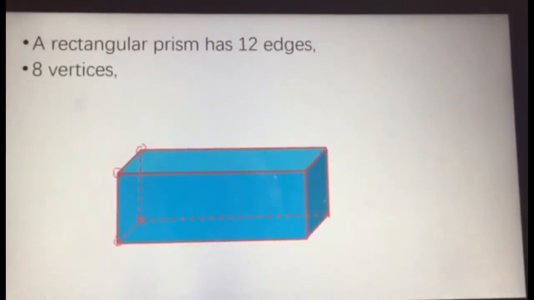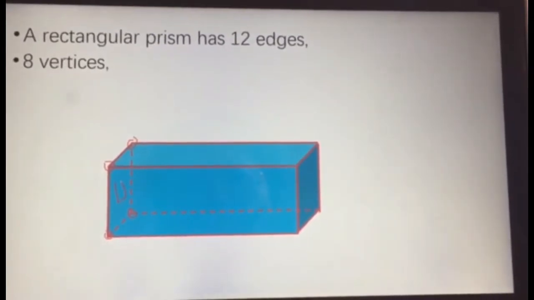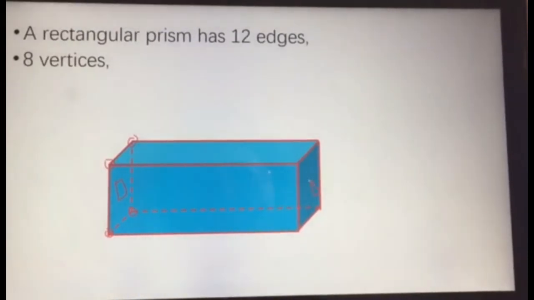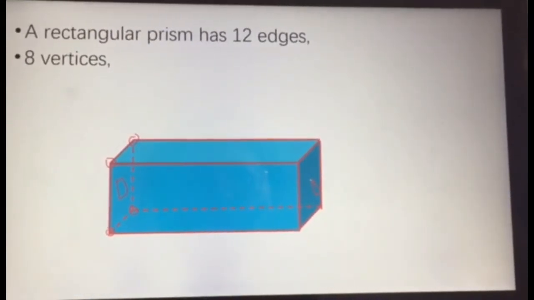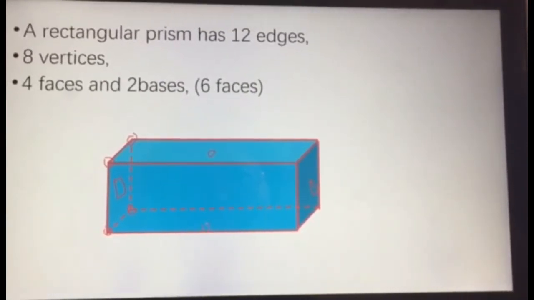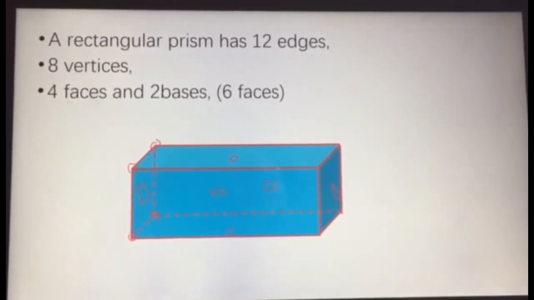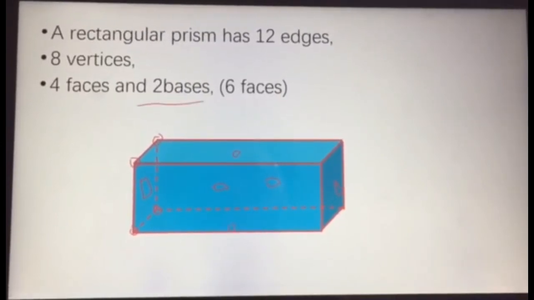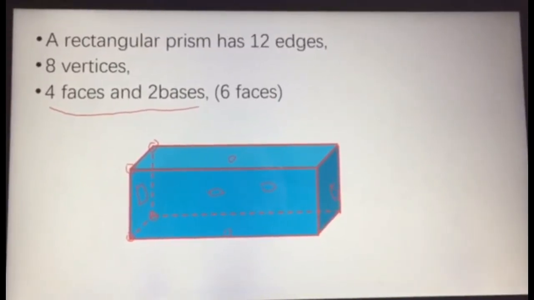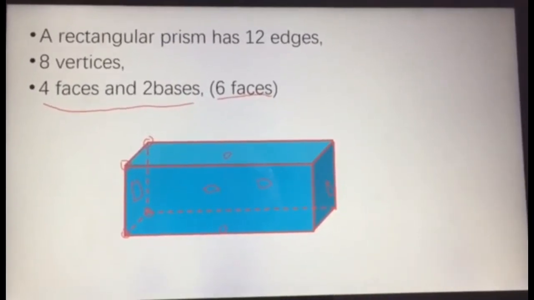So 12 edges, 8 vertices, and it has 2 bases, the one on the left, the one on the right, and 4 faces, the one on the top, the one at the bottom, the one in the front, and the one at the back. For rectangular prisms, you can call it 4 faces and 2 bases, just like how we counted. Or you can also say that it has 6 faces. Do you know why?